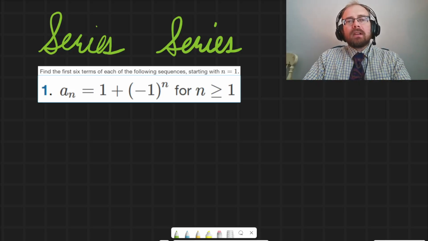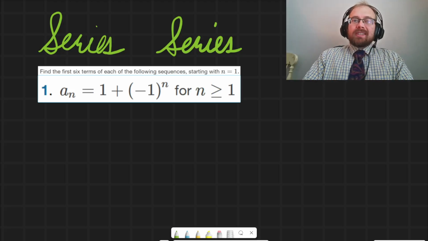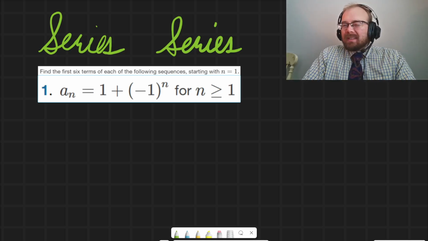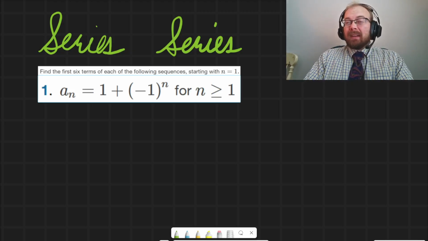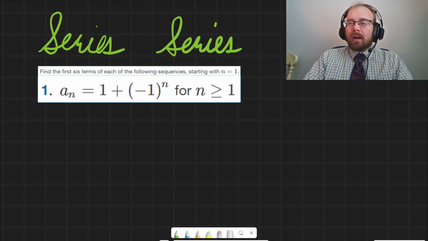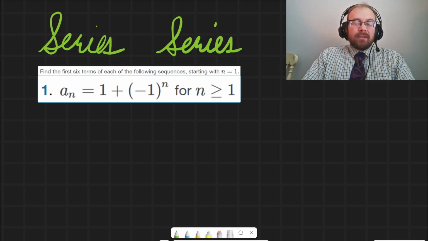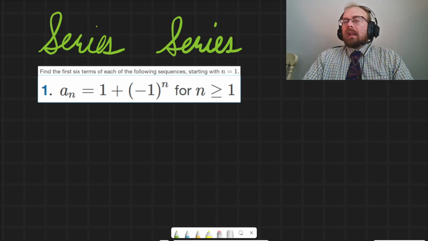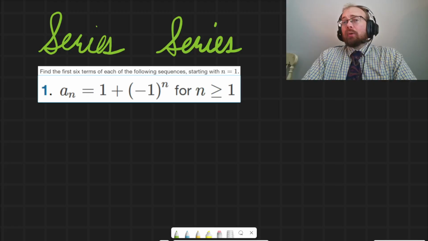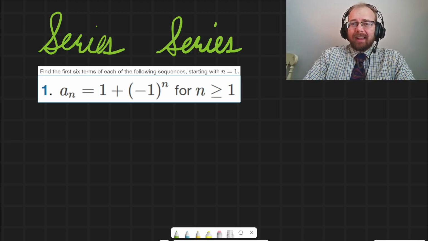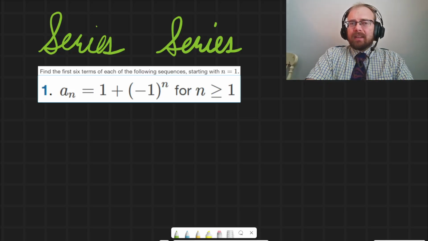So number 1, we're going to find the first 6 terms of each of the following sequences, starting with n equals 1. n equals 1 is pretty typical for a sequence. For a series, it's also pretty typical, but sometimes you also start at 0. 0 and 1 are by far the most common. It could be something else, it could be 2, 3, or 4, but 0 and 1 are by far the most common. And for sequences, like 90%, you're going to start at 1. So if they don't tell you where you're starting, it's 1, unless they say otherwise. That's the default assumption.